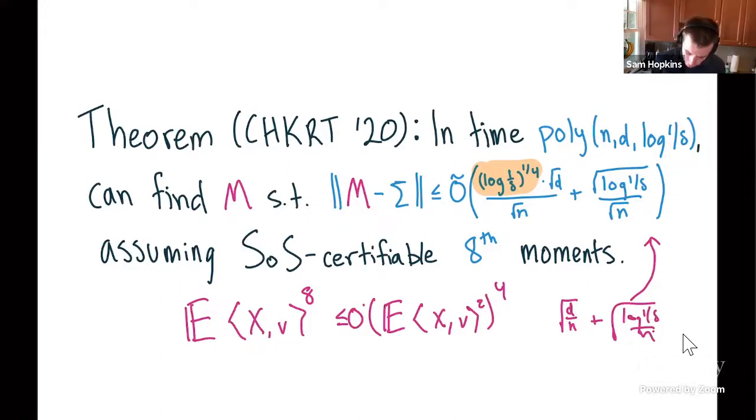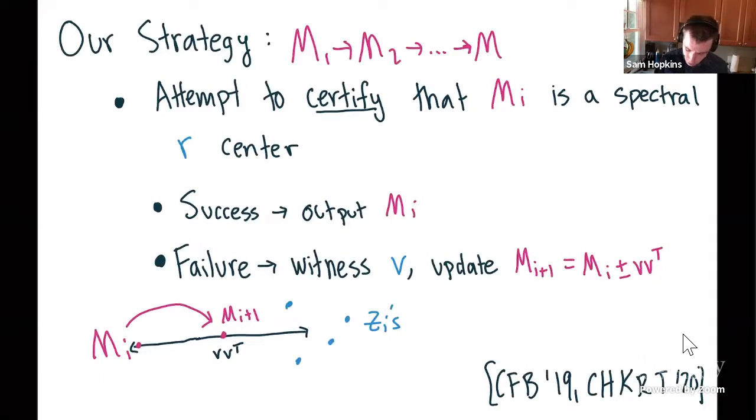Let me tell you briefly about the algorithm and then what the roadblocks are to information theoretic optimality via our route. So our strategy is going to be to guess in some kind of lame way some initial estimator, and then compute a series of iterates until we arrive at our final estimator M. At each step of our iteration, we're going to attempt to certify that my current guess, my current iterate, is a spectral R-center. And if I succeed at that, if I somehow determine that it is a spectral R-center, then I'll output it. I'm done. Life is good.